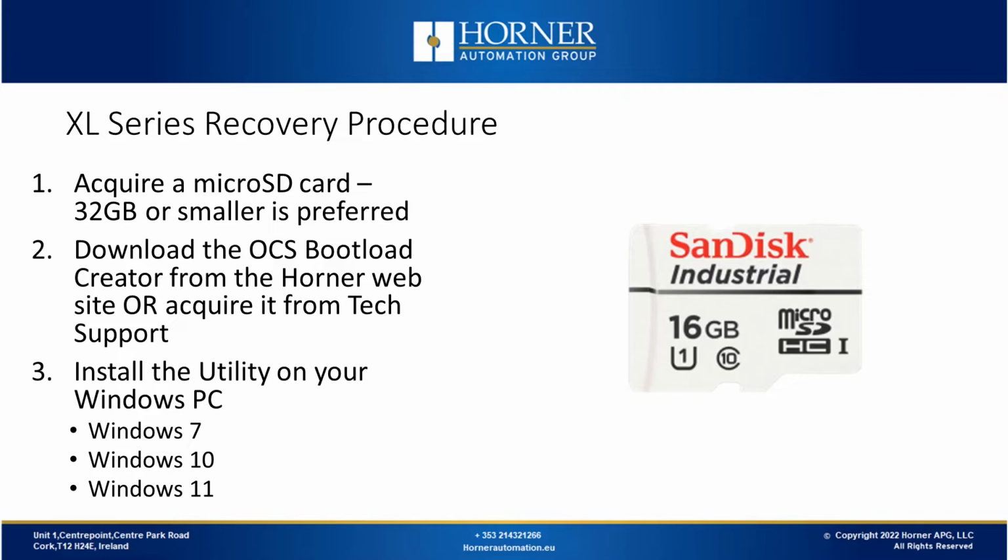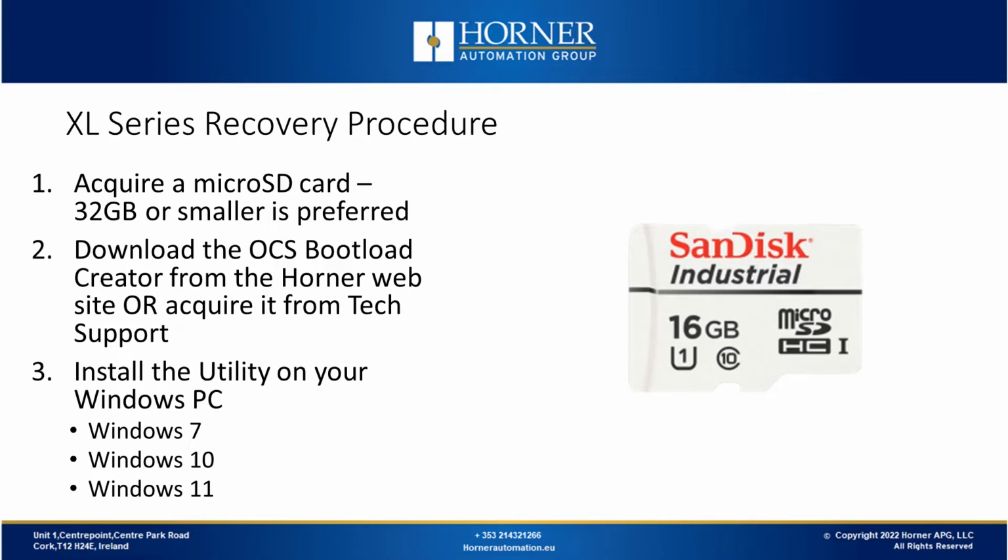If you do have a larger card, you'll have to format it in FAT32 using a special utility on your computer before you can start the process of getting into this recovery procedure. Once you've acquired your card, you need to download the OCS Bootload Creator, and you can download that from the Horner website under support in the firmware section, or acquire it from one of your tech support application engineers.